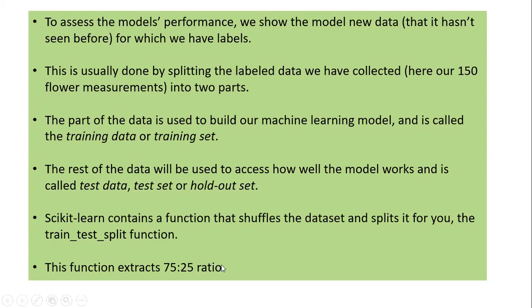So the function here, the default ratio is 75 and 25. 75% of the data will go to the training set, and 25% will go to the test set.